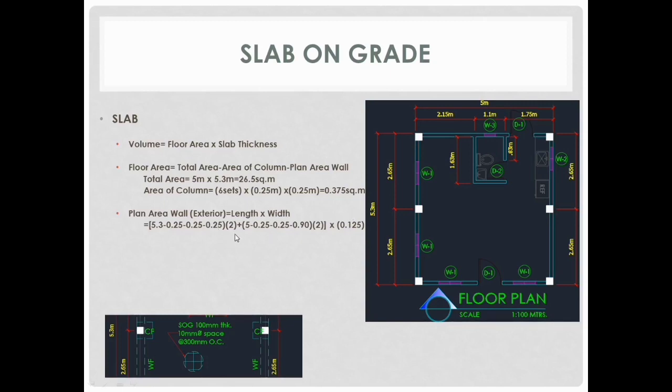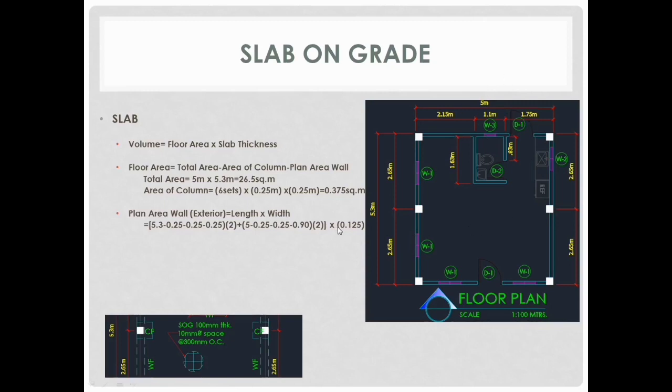Siyempre, depende pa rin sa design. So, ito yung computation natin. So, 5.3, ito pa rin. Less natin yung width ng column, 3.25, then multiply by 2, since left and right. Then, dun sa front and rear, 5 less mo ng 0.25, 0.25, and yung 0.9. Yung 0.9 galing dun sa door opening natin, itong D1. Then, multiply by 2 kasi same lang din naman sila, front and back.